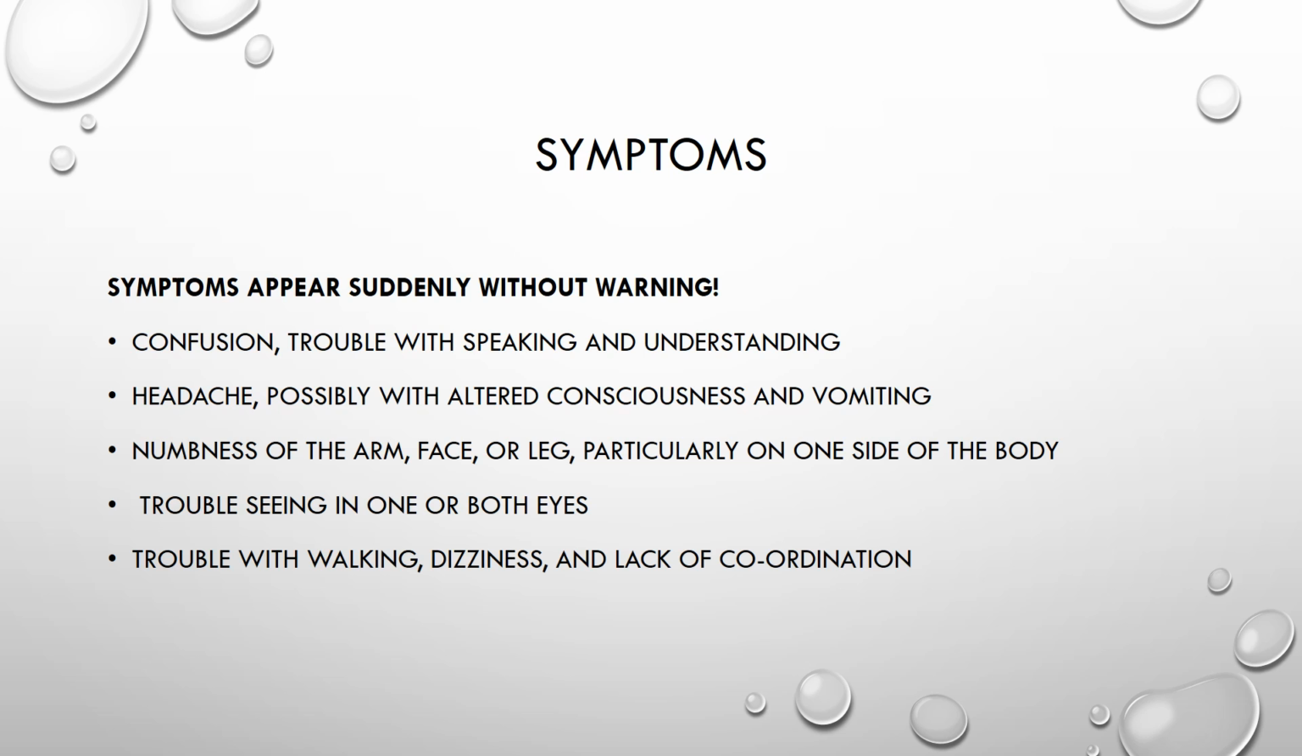There are several symptoms of interest when looking at strokes, and these symptoms are important in figuring out what's going on at a neural level. Symptoms appear suddenly and without warning, and these symptoms include confusion, trouble with speaking and understanding, headache, possibly with altered consciousness and vomiting, numbness of the arm, face, or leg, particularly on one side of the body, trouble seeing in one or both eyes, and trouble with walking, dizziness, and a lack of coordination.